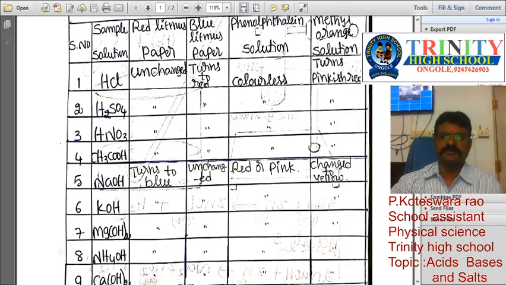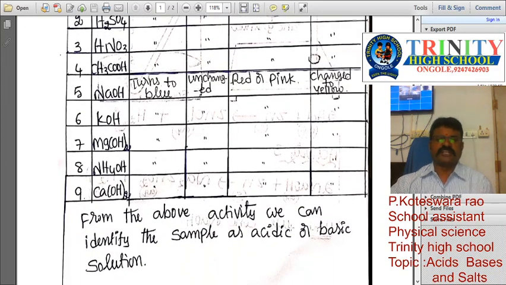So from this, what do you have to understand? Why did we do this experiment? What is the final result? With the help of this, we can easily understand. From the above activity, we can identify the sample as an acidic or basic solution. Because we were already given the formulas here. If I don't give any formulas and directly give some solutions, with the formula you can easily find it by looking for H plus or OH minus. H plus means acid, OH minus means base.